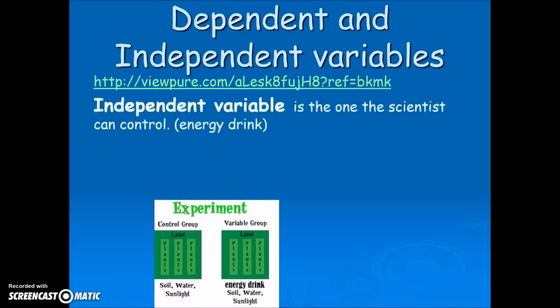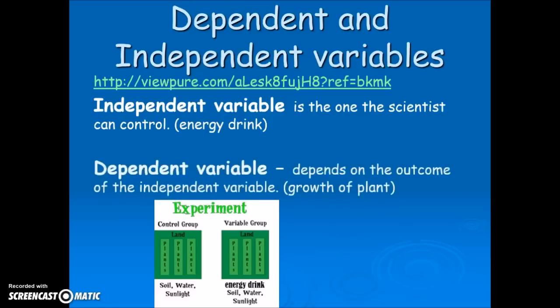And in that video, you should have seen that independent variable is the one that the scientist can control. So in that video, it was the energy drink is the independent variable. The dependent variable in that clip was the outcome, the growth of the plant. Did the energy drink, the independent variable, affect the growth of the plant, which the growth of the plant would be the dependent variable.